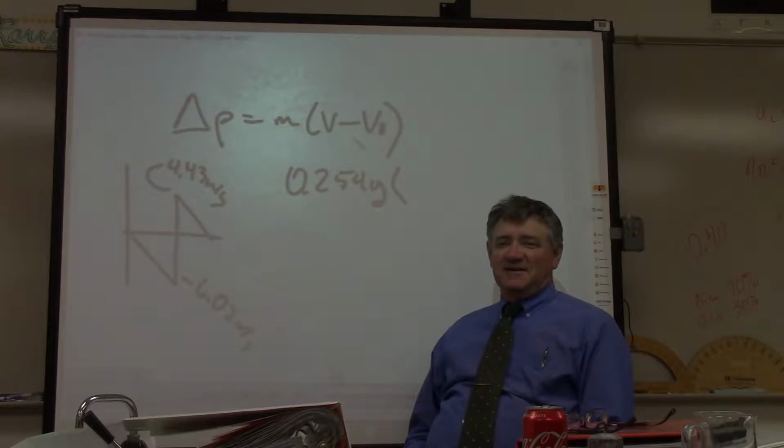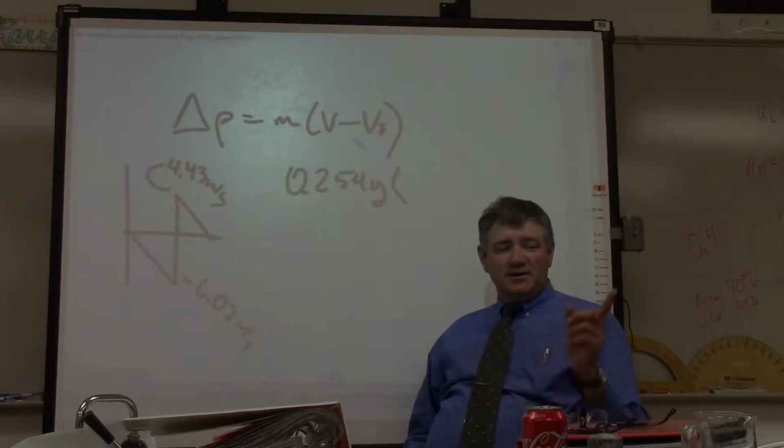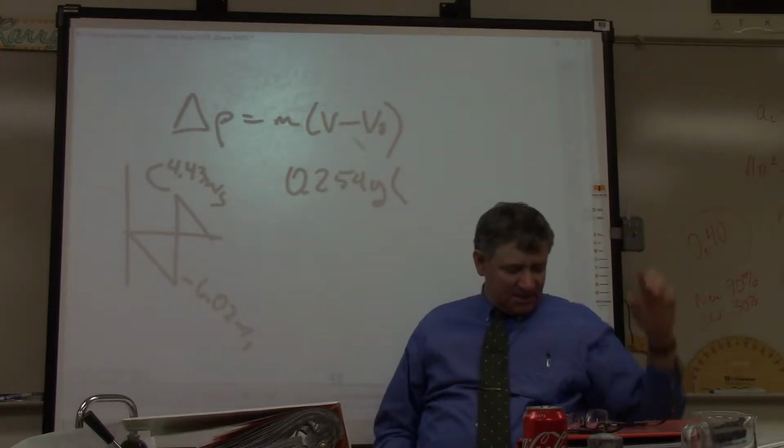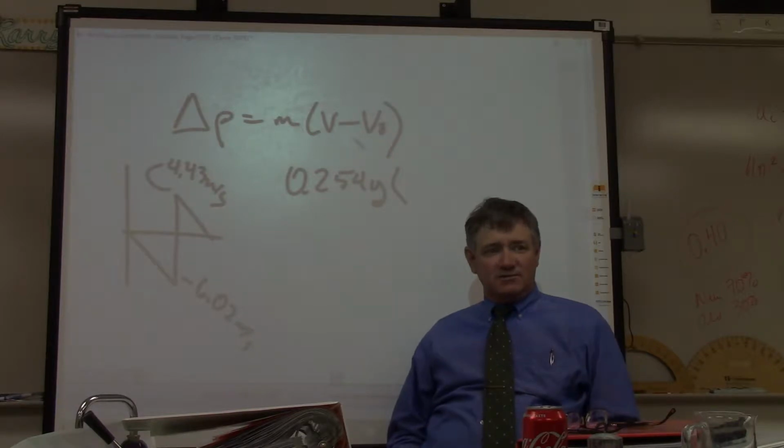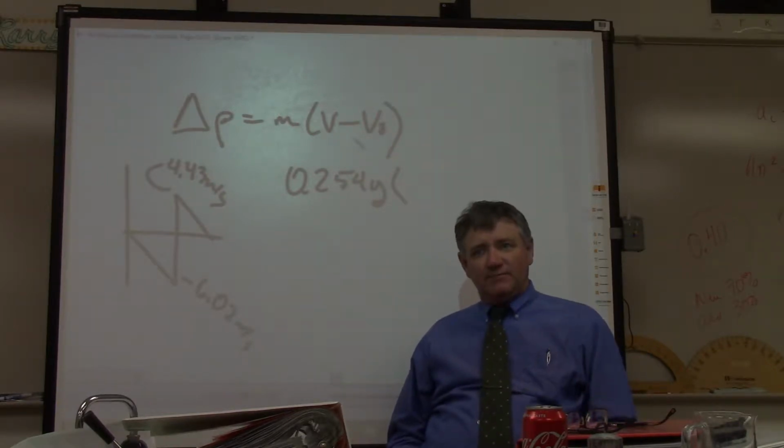Kale, what'd you say? V naught. Why is it V naught? Because that's the initial velocity when it hits the ground. Okay. Do you all agree that it's going negative 6.02 meters per second when it hits the ground? When it leaves the ground, how fast is it going? 4.43.